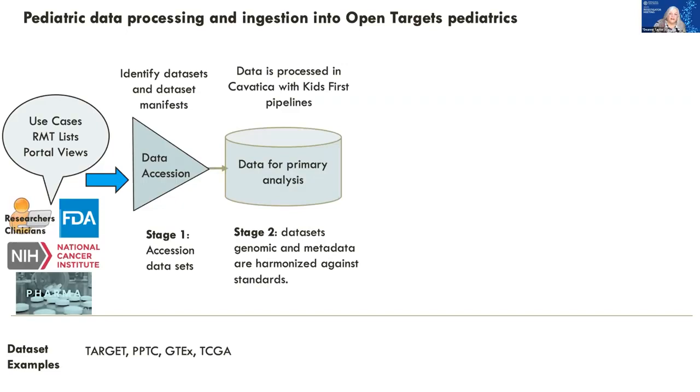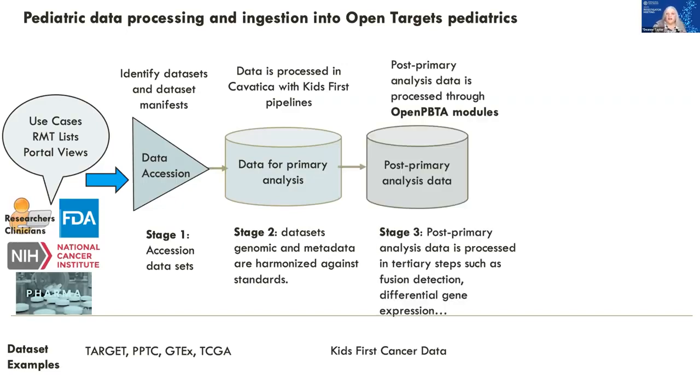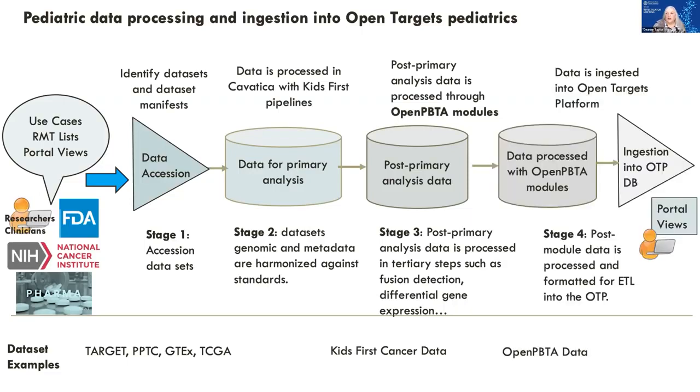We're going to take primary analysis, for example, and run it through Kids First pipelines and harmonize those data against standards. Then once the data is harmonized and run through the pipelines, we can use the Open PBTA modules to do tertiary or higher-order analyses, like for fusions or differential gene expression, that can be displayed in the portal. Once that data is conditioned properly and we're ready to upload it, it can be uploaded directly into the Open PBTA database, and then there will be portal views available to the user. That's pretty much the pipeline of how we're doing it, and we're currently working on this right now.